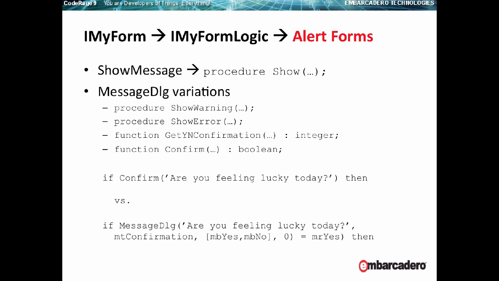When I like get YN or get a yes no confirmation, or even really abstract it out and have a confirm method. So we'd say if confirm, are you feeling lucky today, then, versus if message DLG, are you feeling lucky, empty confirmation, MB yes, MB no, 0, M equals MR yes. Much easier to read when it just says if confirm, right?